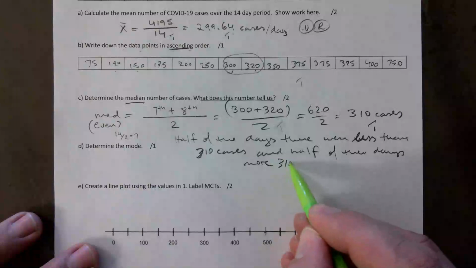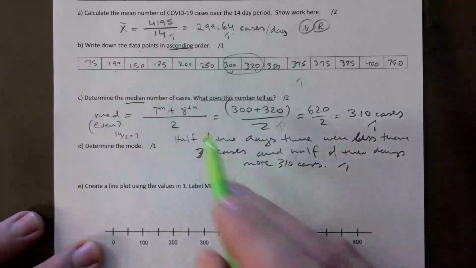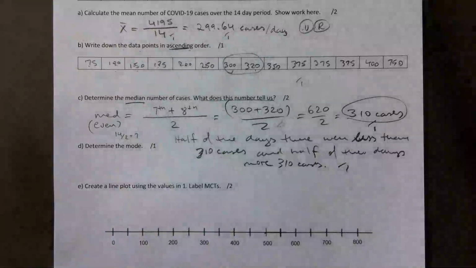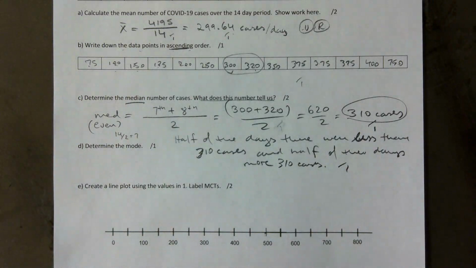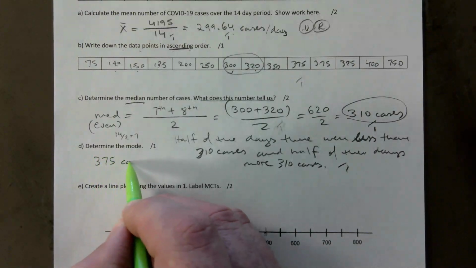Anyways, 310 cases. Okay, so 1 and 1. 1 for the 310, 1 for the explanation that kind of hints towards half of the time more, half of the time less. What's the mode? 375 cases.